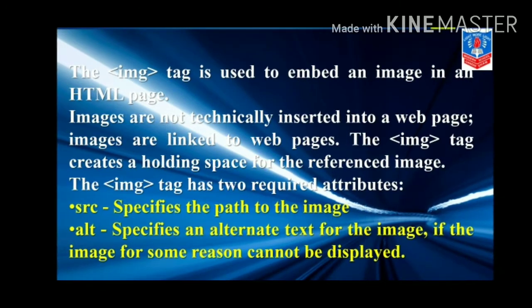Got it, children? So what have we studied? The img tag is used to embed an image in an HTML page. Images are not technically inserted into a web page. Images are linked to web pages. The img tag creates a holding space for the referenced image, and the img tag has two required attributes. One is src, another is alt. The src specifies the path of the image and alt specifies an alternate text for the image if the image for some reason cannot be displayed. Okay, so alt works for text about that image. Got it?